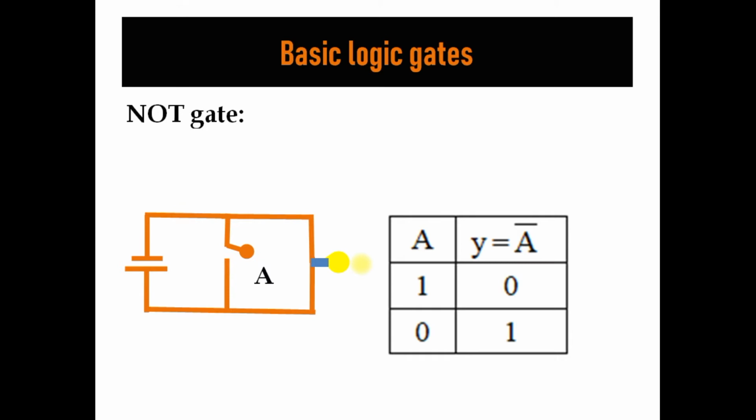So here we can see the NOT gate. This is the symbol for NOT gate and this is the truth table. If the input is in high state, the output is in low state. This is the equivalent circuit symbol. When the switch is closed, this gets off. When this is open, this gets on, provided power has been given.